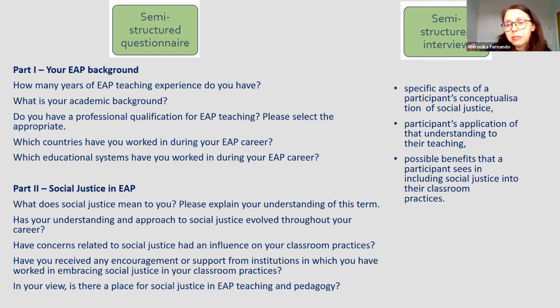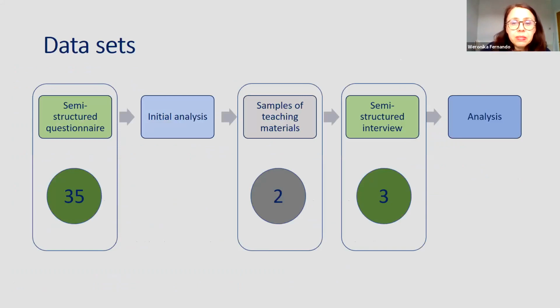interviews. So the first area is specific aspects of a participant's conceptualization of social justice, then participants' application of that understanding to their teaching, and finally possible benefits of that element of transformation. In terms of the data set, there are three data sets, as I have already explained.